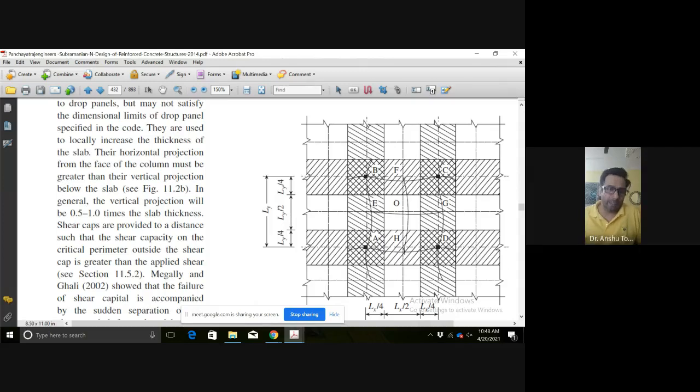as a T-beam. So your drop capital is behaving as a column end, and the slab portion in the middle is behaving as a T-beam. So this is how proportioning is being done.